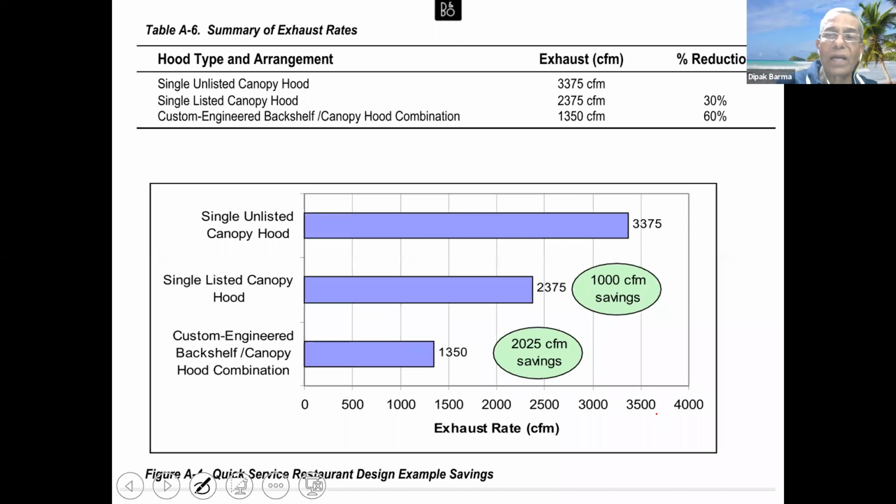What happens with the reduction? The single unlisted canopy hood, we were getting 3375. Single listed canopy hood, we were getting 2375. And with the custom engineered design, which we were talking about now, we are able to save 60% reduction in the airflow, and automatically on power consumption, it's much, much better. So this is one area which you can consider for economizing the energy consumption for the kitchen.